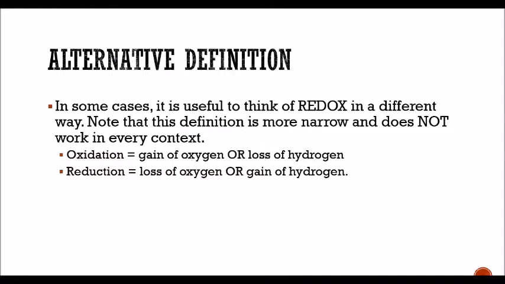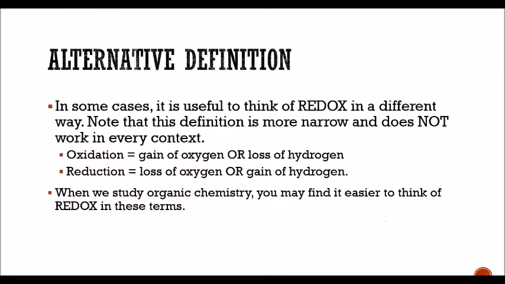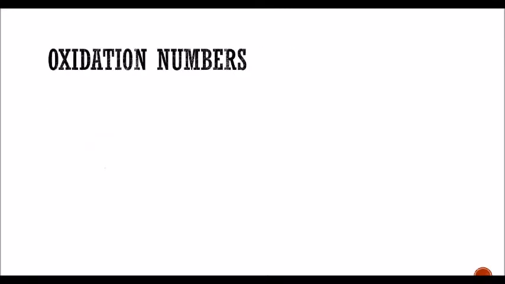So again, these things can be confusing. We'll shelve this one for now until we go back and look at organic chemistry. When we do that, this definition is going to work better for us. For now, let's stick with the electron thing, though. As I said, when we study organic chemistry, you may find it easier to think of redox in these terms, and you'll see how that goes when we get there.